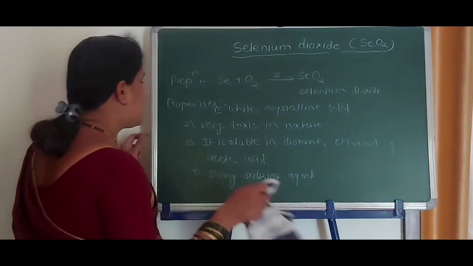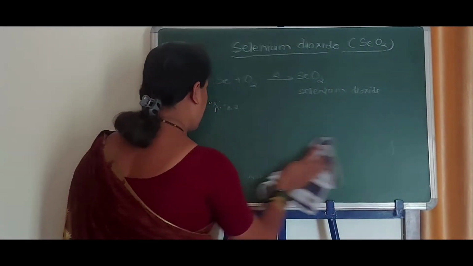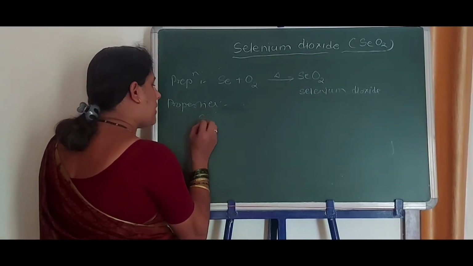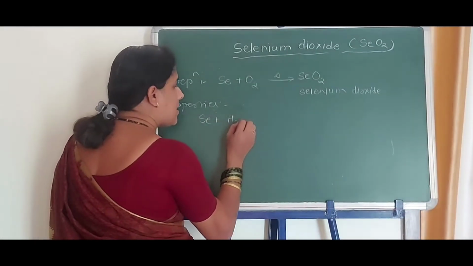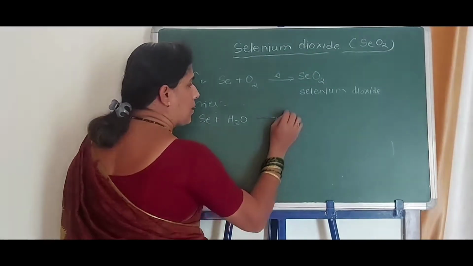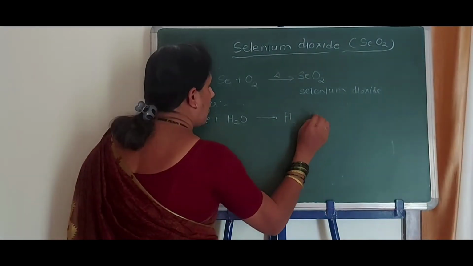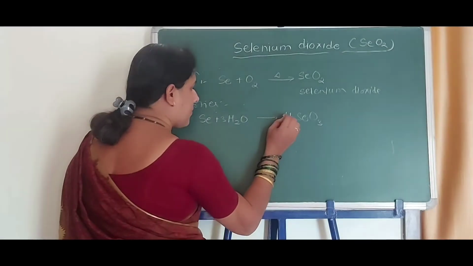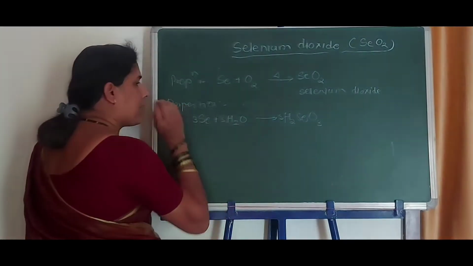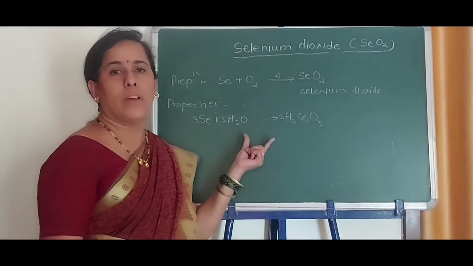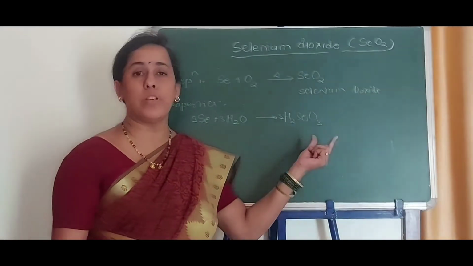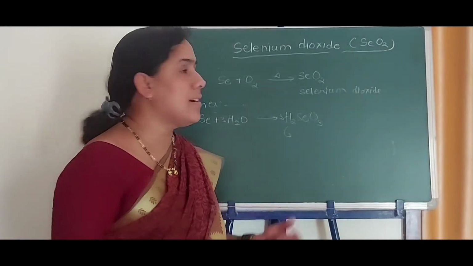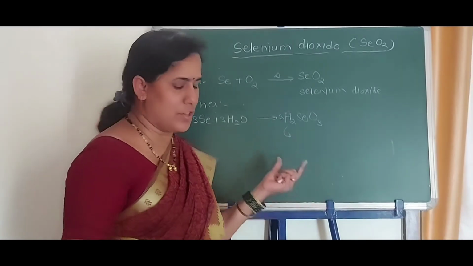Last, but the most valuable property: when it is mixed with water, SeO2 plus H2O gives rise to H2SeO3. When selenium dioxide is dissolved in water, there is formation of selenious acid, which basically acts as the reagent in place of selenium dioxide.